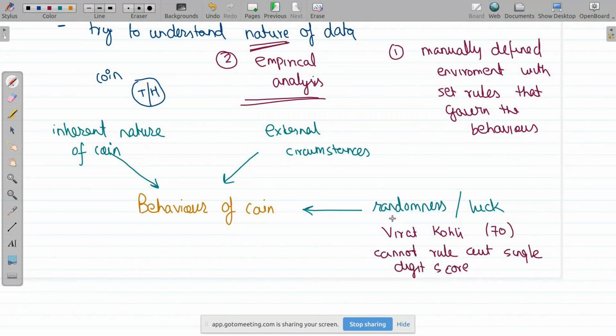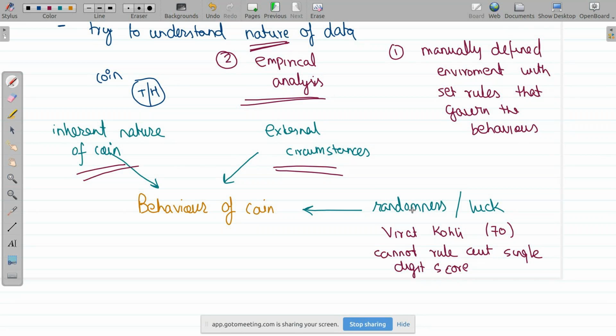A big challenge is to filter out what happened because of randomness and what was the inherent nature of the data. Your aim as a data scientist should be to figure out these things, because there is a certain pattern between the inherent nature of the thing and external circumstances. There is some pattern that is governing behavior.